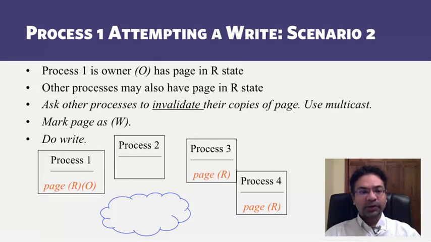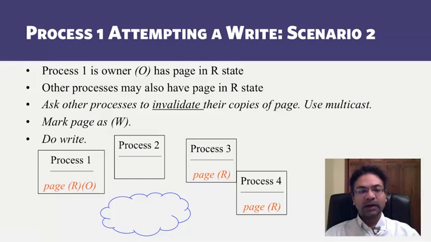Second scenario, process 1 is the owner of the page. It has the page in the read state, and other processes have the page in the read state. In this case, process 1 needs to ask the other processes to invalidate their copies of the page. It does this by using multicast. It sends out a multicast message saying, hey, please invalidate all your copies of the page. I want to do a write.